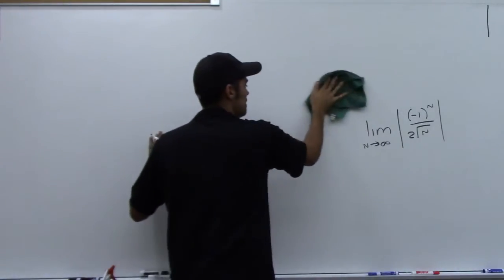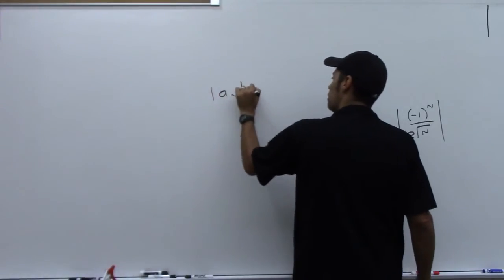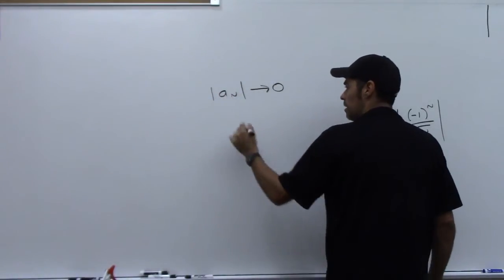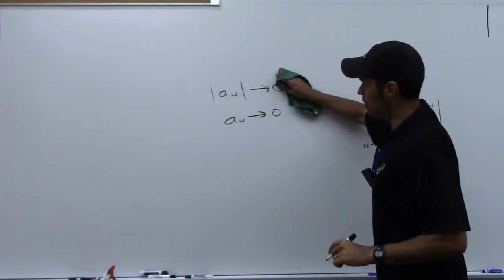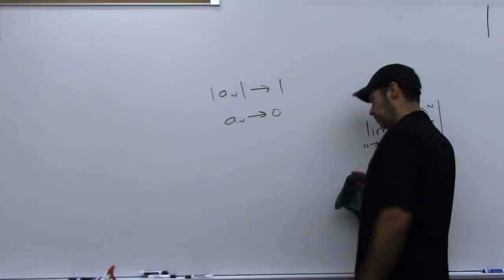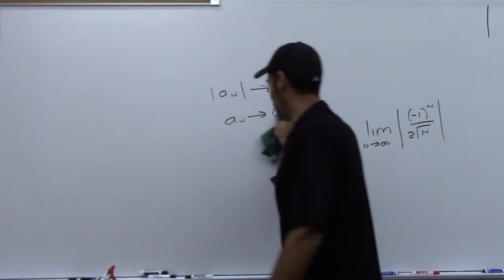Just be careful on this theorem. The theorem says if the absolute value goes to 0, then the original one goes to 0. If the absolute value of the original one goes to something like 1, anything other than 0, then this theorem, you throw it out the window. You can't use it.